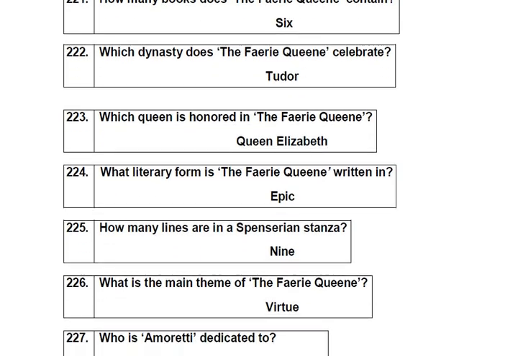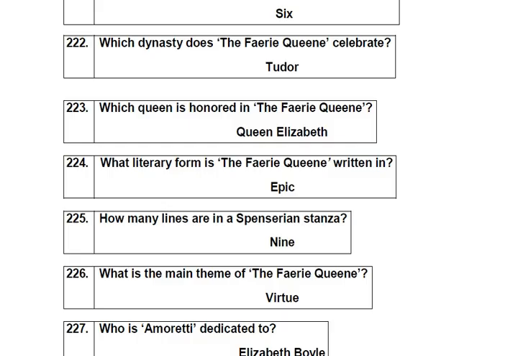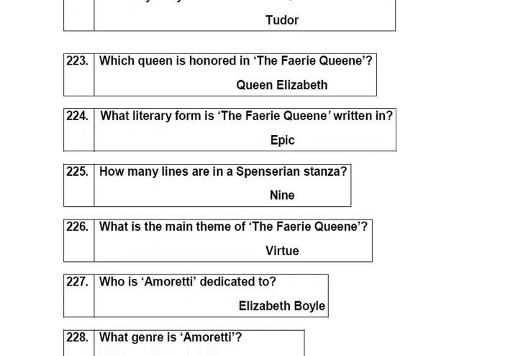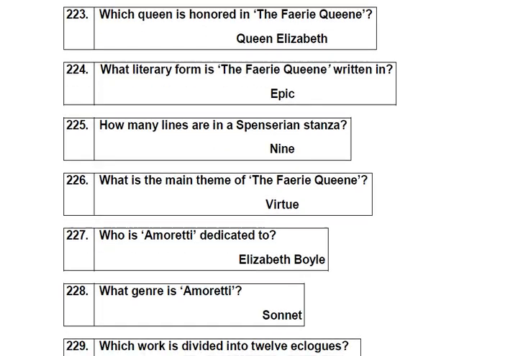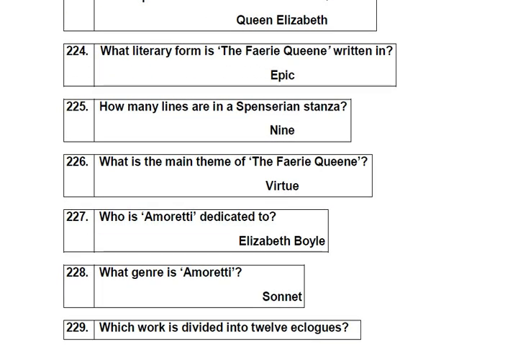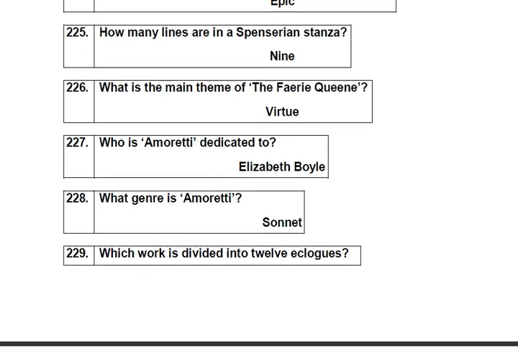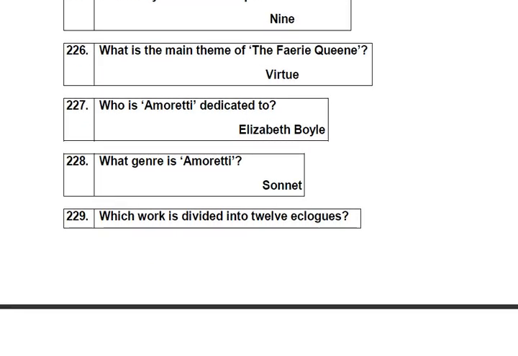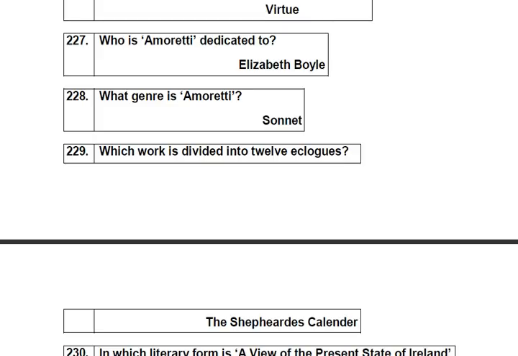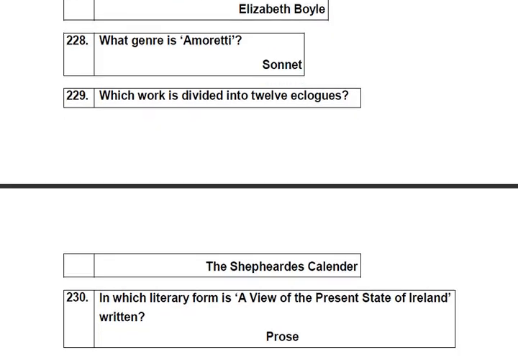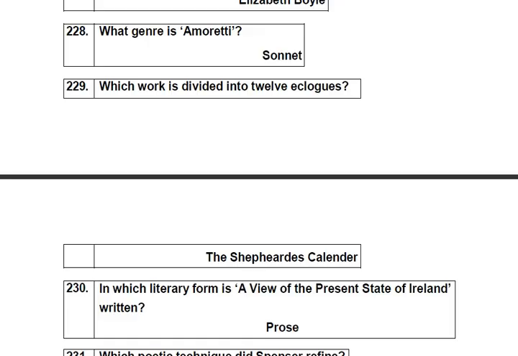How many books does the Faerie Queene contain? 6. Which dynasty does the Faerie Queene celebrate? Tudor. Which queen is honored in the Faerie Queene? Queen Elizabeth. What literary form is the Faerie Queene written in? Epic. How many lines are in a Spenserian stanza? 9. What is the main theme of the Faerie Queene? Virtue. Who is Amoretti dedicated to? Elizabeth Boyle.